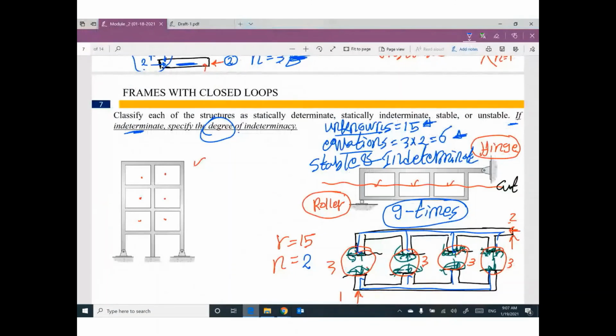One more time. For this structure, I will do cut here. Is that enough? No. We need to open each closed loop. If you did this cut, I still have this closed loop and this closed loop and this closed loop. So I will do another cut. Cut number 2.